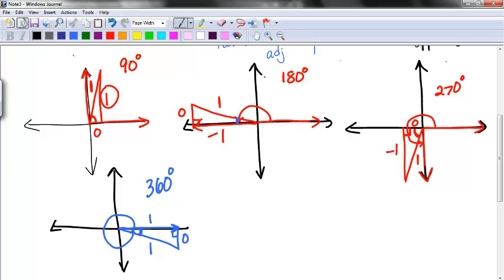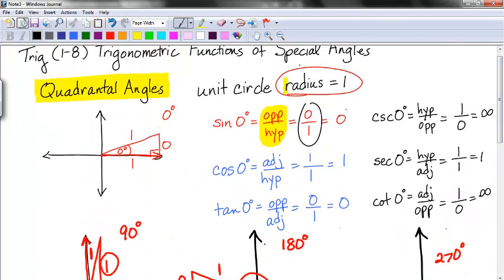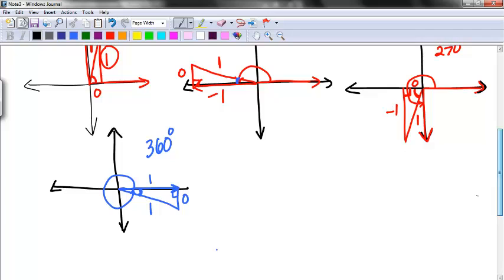Those are the quadrantal angles. Those are the special cases. People always ask, I get confused, is that 0 or is that infinity? If you ever forget that on the test, you go back to one that you know, like 6 divided by 2 is 3. How do you check division? Multiply. So 3 times 2 is 6.